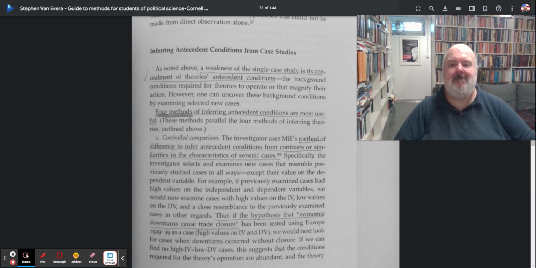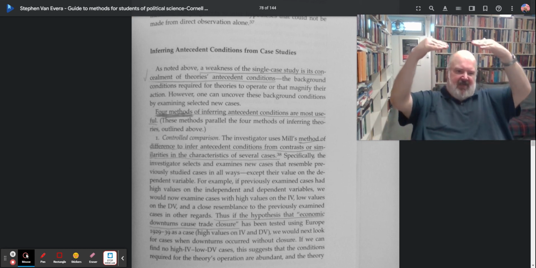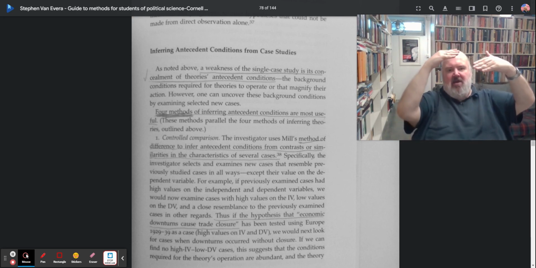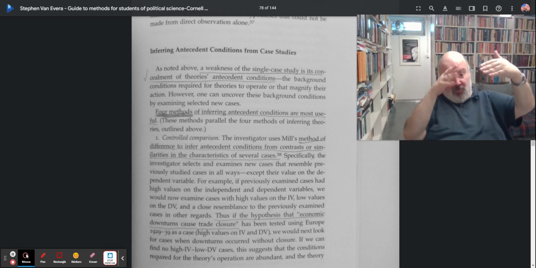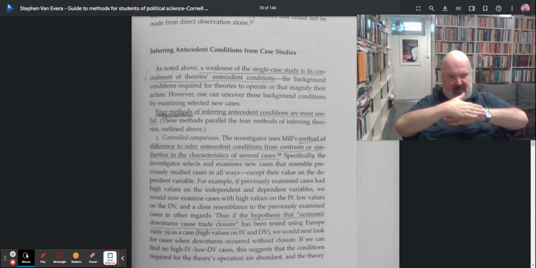Okay. Now, he says 4 methods for inferring antecedent conditions are most useful. These methods parallel the 4 methods of inferring theories outlined above. So again, they parallel the methods of theory inferring. So inferring of antecedent conditions and creating theories. Inferring also means creating. Creating theories, inferring antecedent conditions, or generating antecedent conditions are parallel to each other in these methods, in this sense.